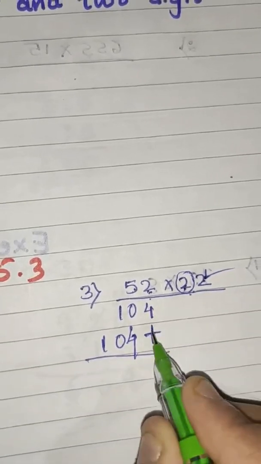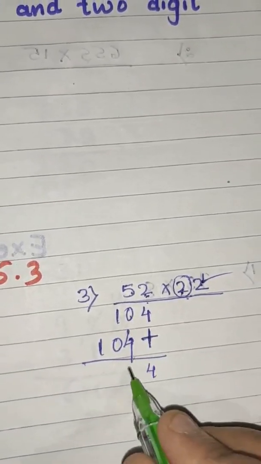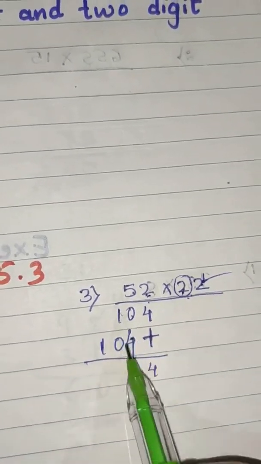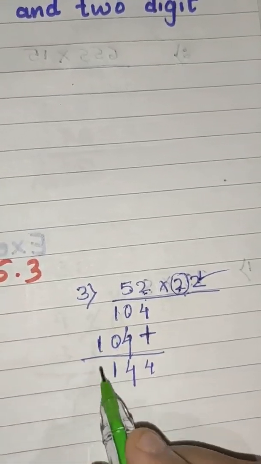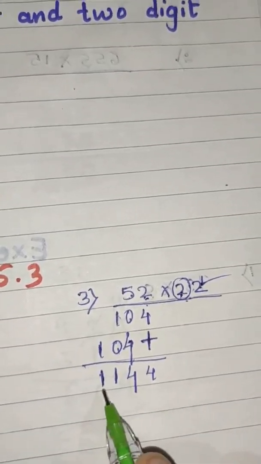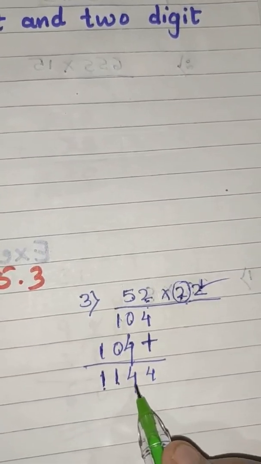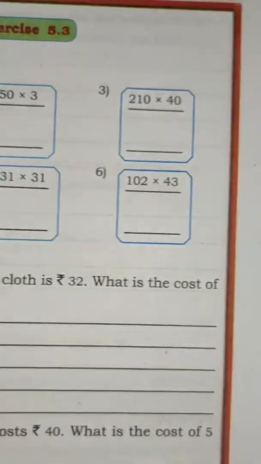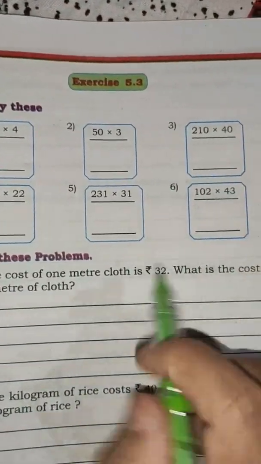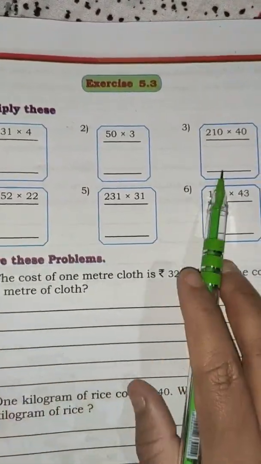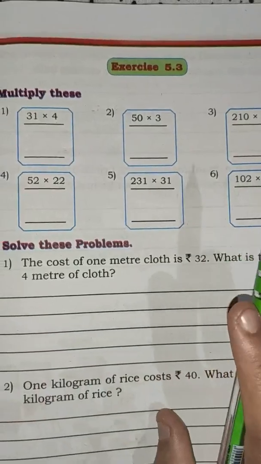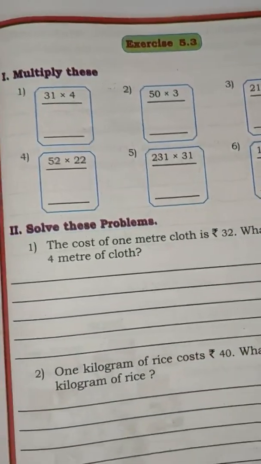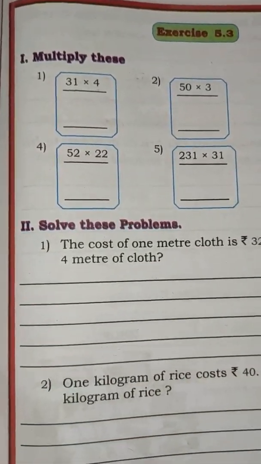So here 4, 4. 0 plus 4 is 4. 1 plus 0 is 1. 1 is 1. So what is the answer? 1144. Understood, children? Okay. So in the same way, here you are having some more examples. So try to do it by yourself. Okay. Now come to the next section.